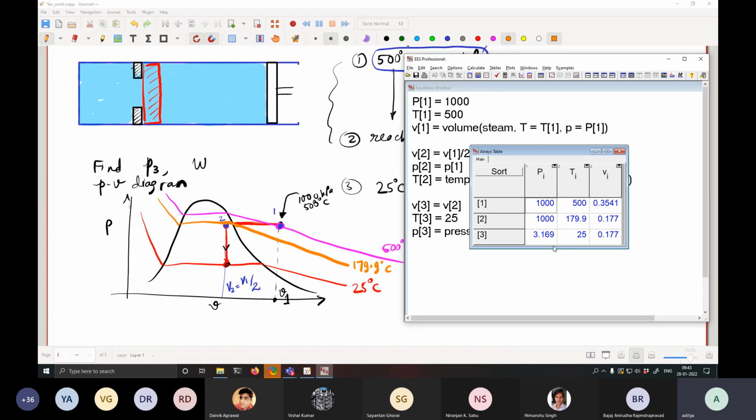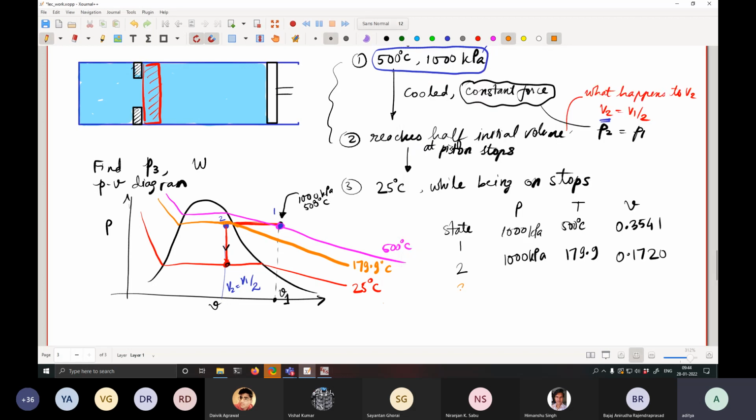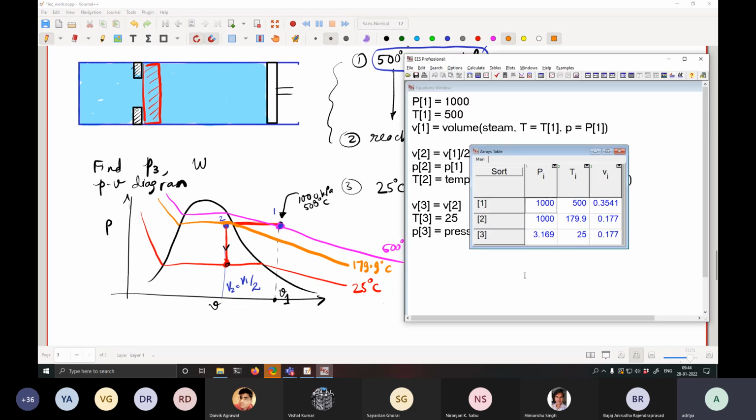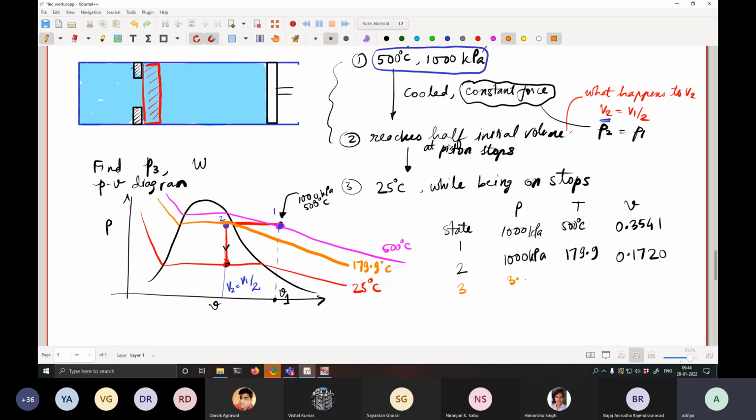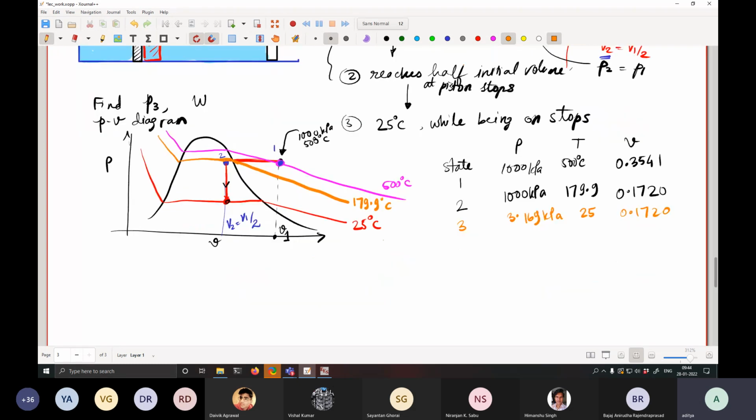That's a very low pressure, but that is in fact the correct answer. So at state 3, P3 comes out to be 3.169, was it? Yes. Okay, so we now have all the state points.